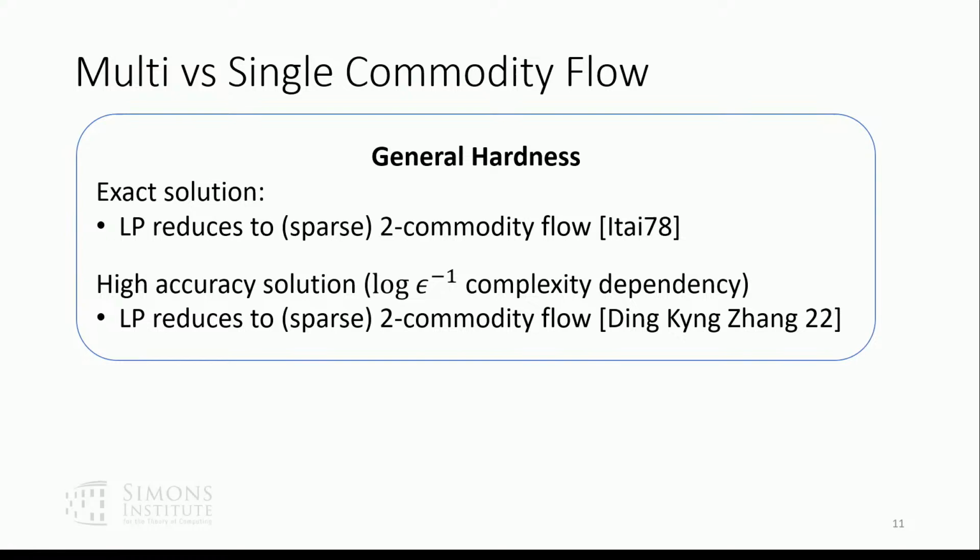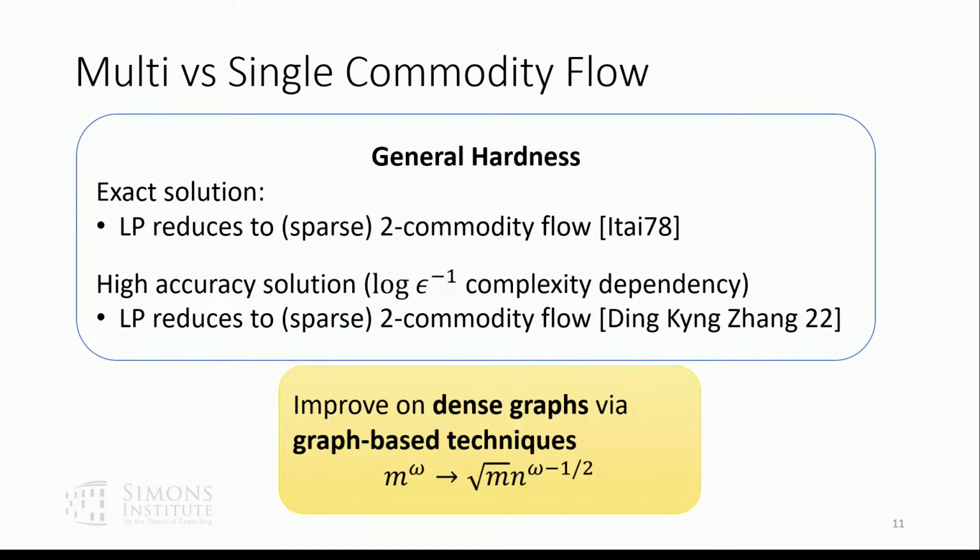There's a caveat to this idea, though, and that is these are sparse graphs that are being produced by this reduction. So that means maybe you can use graph techniques to get faster algorithms on dense graphs. And we show that this is indeed true. If you have a dense graph, we can use graph-based dynamic algorithm techniques to improve the linear program solver complexity, which is m, the number of edges, to the omega, down to root m times n to the omega minus 1/2. It's kind of the first improvement for multi-commodity flow here that actually does use graph techniques.